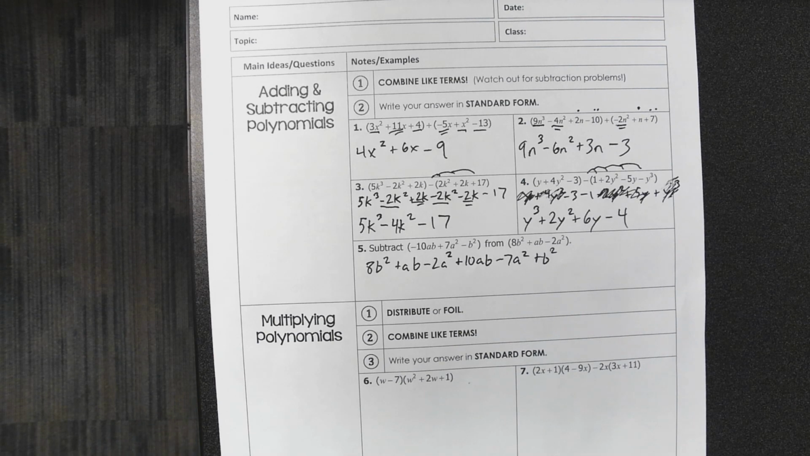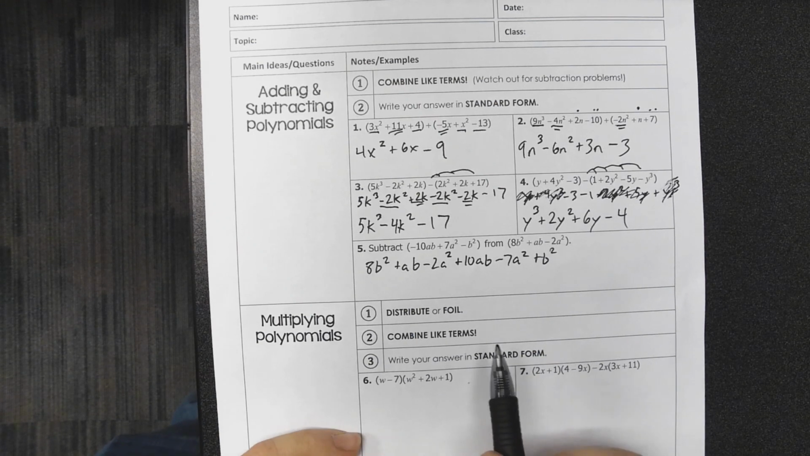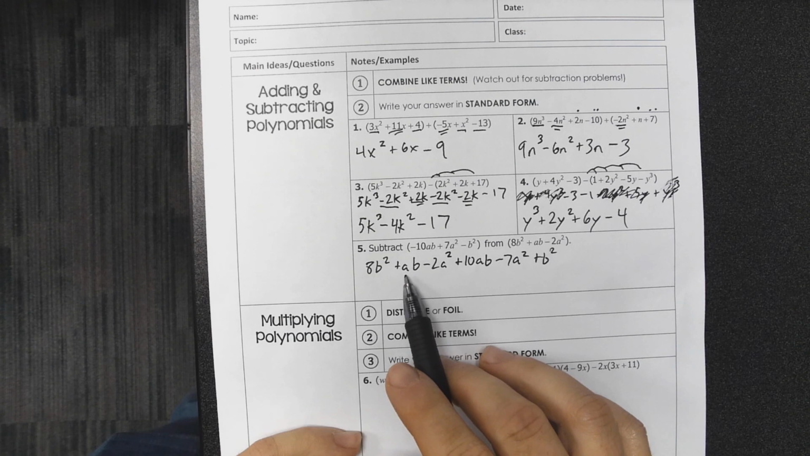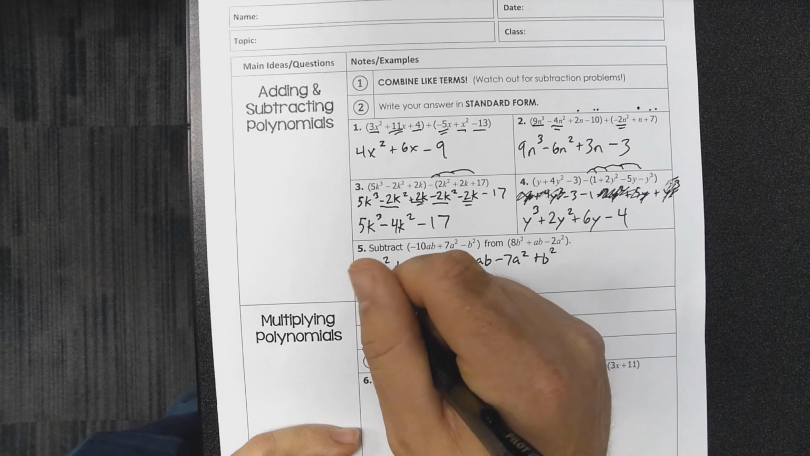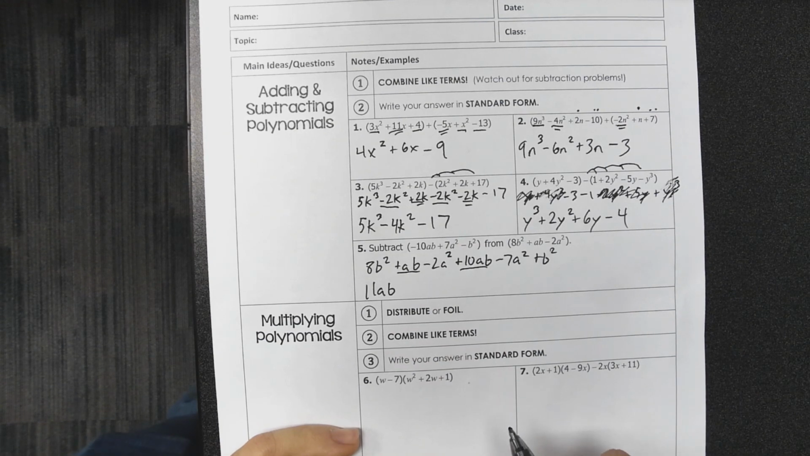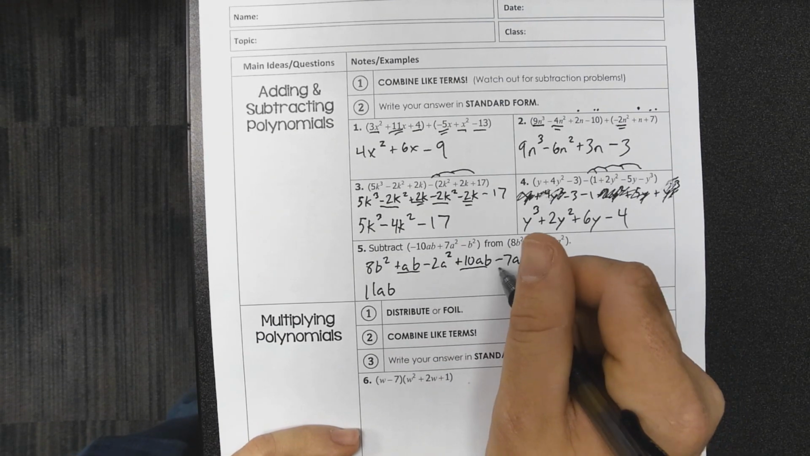I'll give you a moment to write that down. Kind of think about it. Reflect on it. Alright, let's start combining like terms. So I can combine my ABs with my other ABs. So I got 1AB plus 10AB, which is 11AB.